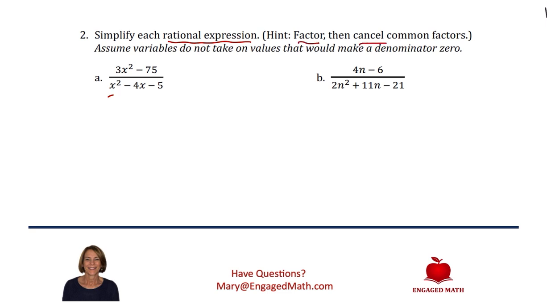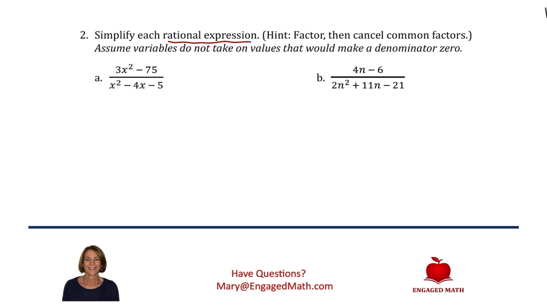One common mistake that I just want to mention is you cannot cancel terms. 3x squared is a term because it's connected to that minus 75. This x squared is a term because it's connected to the minus 4x and the minus 5. The mistake that a lot of students make is they want to go, boom, x squared over x squared just cancels. You cannot do that because those are terms. And if you were to cancel them, then each of those terms would not have the opportunity to be connected with the other terms that are still remaining. So we have to factor and then cancel.